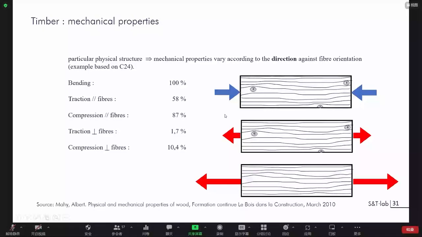Of course, if you are going to press perpendicular to the timber, you see you have just 10% of the resistance, and with tension it is just a little 2% resistance. That would be the weakest point of timber, and that will drive specific attention to structural problems.